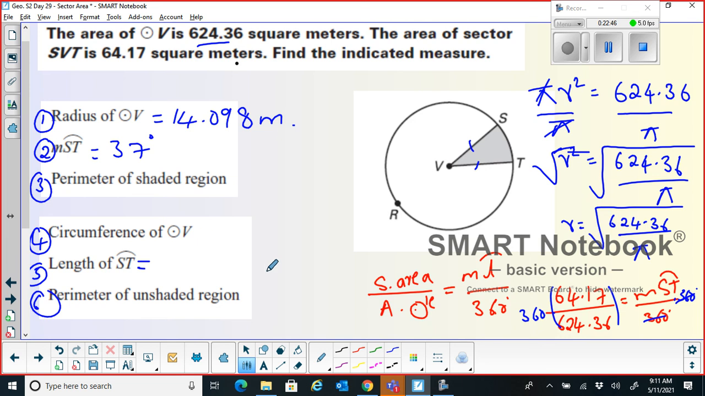To find the length of ST, we have to use length of ST divided by circumference of a circle. We used the formula in the previous class. Length of ST divided by circumference of circle, I'm calling it C, equals the angle made by the ST at the center, which we found as 37 degrees, divided by 360 degrees.